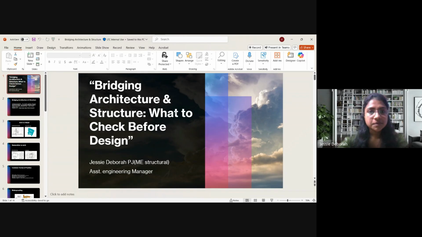Hi, good morning, everybody. So today we will be looking at bridging the architectural and structural gap. So what is there in the architectural drawing, what to check before design, and then how we proceed with design. So design அப்படின்னும் போது, first what happens is we are given a drawing. If you see, this is the basic drawing that we are given. This is the architectural drawing.